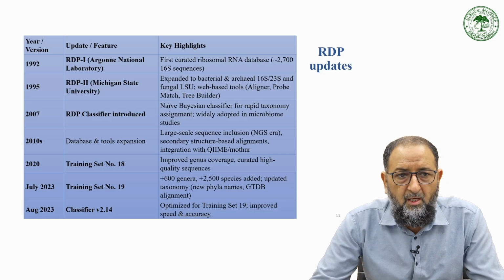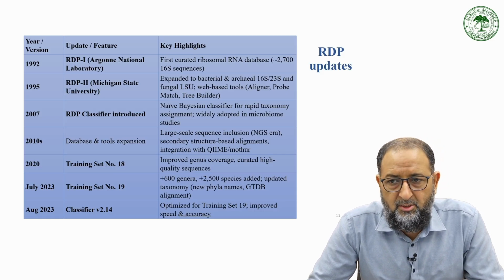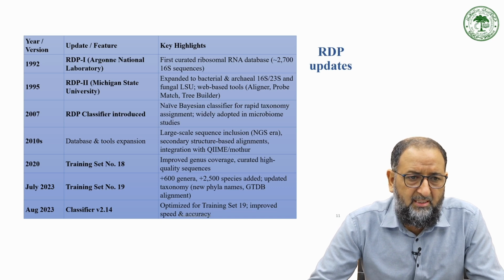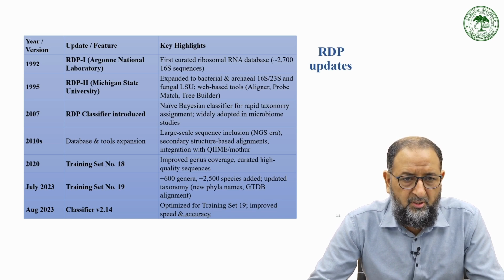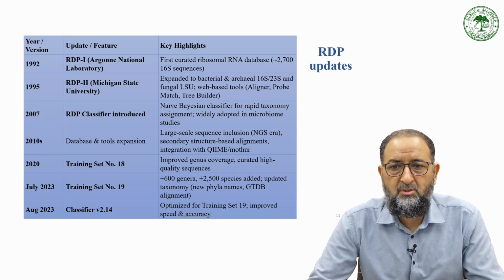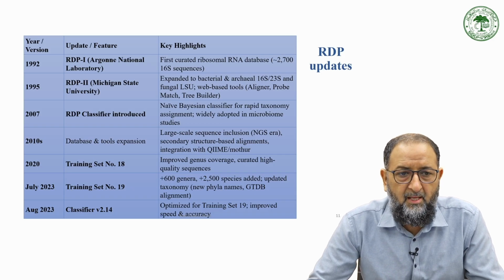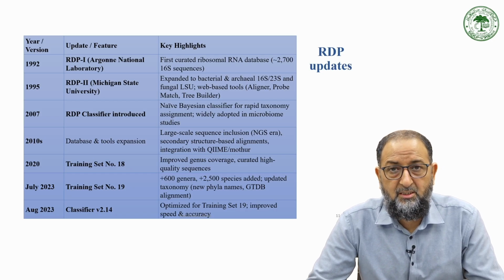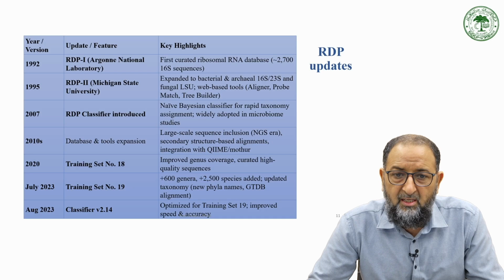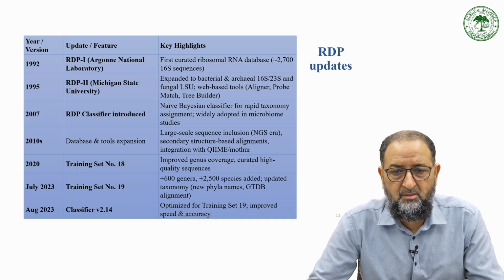You get it. Now, this is just a comparative, updated chart for the Ribosomal Database Project. If you compare, in 1992 the first curated ribosomal database had 2,700 rDNA or 16S RNA sequences. In 1995, when it moved to Michigan State University, we called it RDP2, extended to bacterial and archaeal 16S RNA and 23S RNA, fungal LSU, web-based tools, aligned probes, match trees and builders.